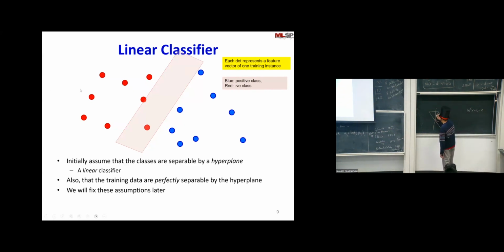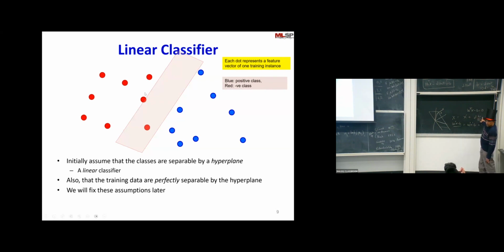So correct. I can find some X prime on this plane. And then this is a distance D, right? So X equals X prime plus D W over norm W as before. And so I can say W transpose X minus B equals W transpose X prime minus B plus D norm W.